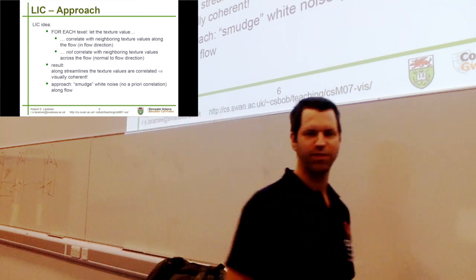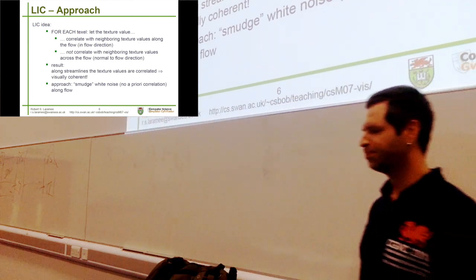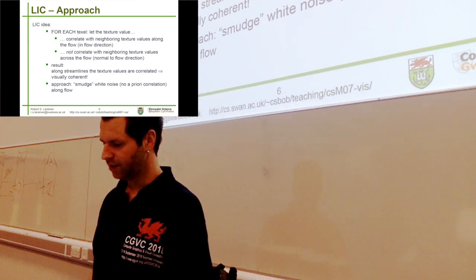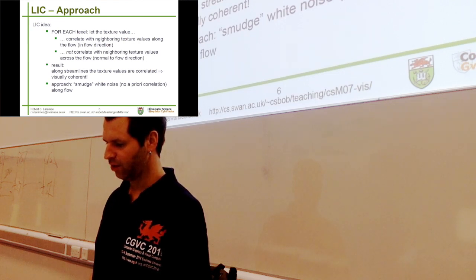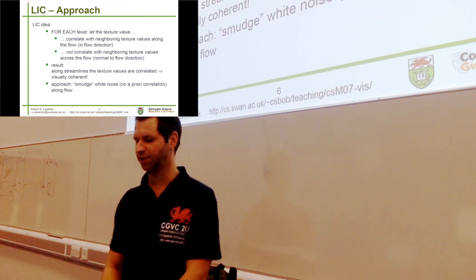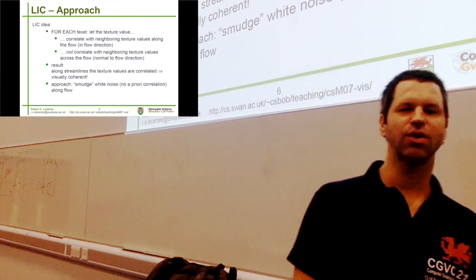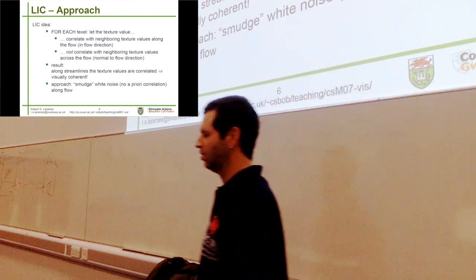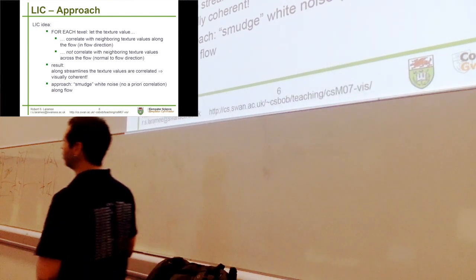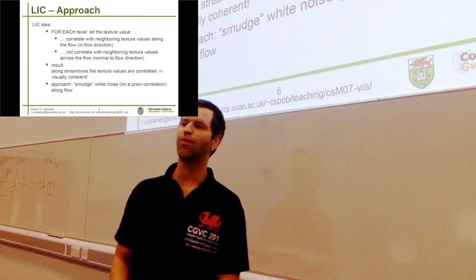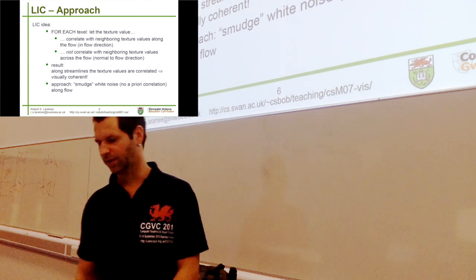So here's an overview of the idea. For each texel, that's a texture element, let the texture value correlate with neighboring texture values along the flow, in the flow direction. There's a fancy term for that. It's called convolution. So sometimes we mention this word convolution, which is basically a weighted average.